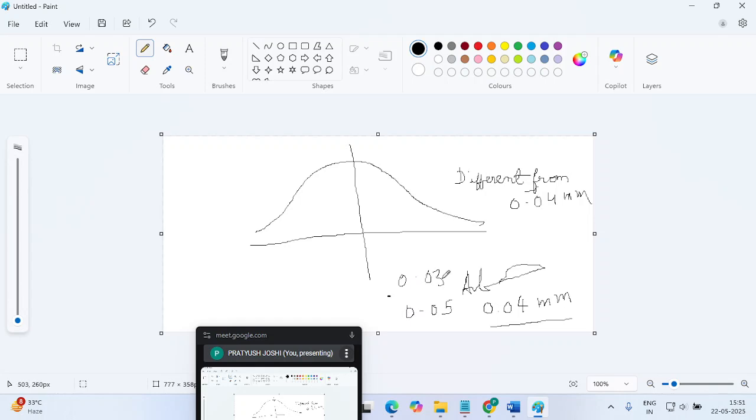Now if you say I will reject it if it is less thick and if it is more thick, in both cases I will reject it, that is doing a two-tail test. You are rejecting if it is more thick as well as rejecting if it is less thick. That is one case.